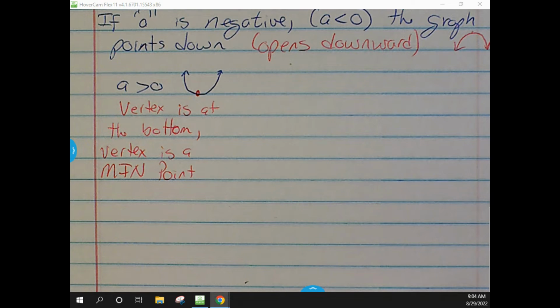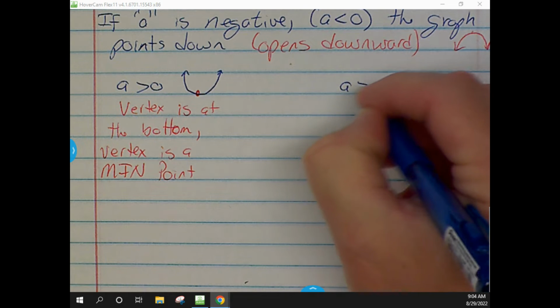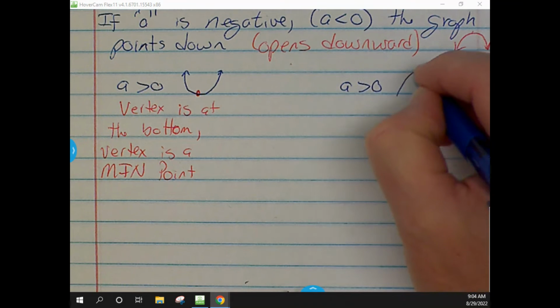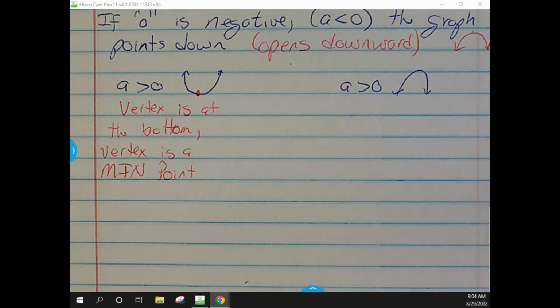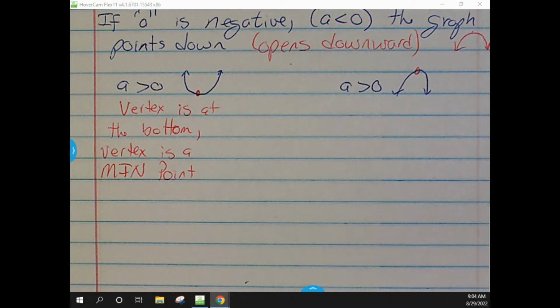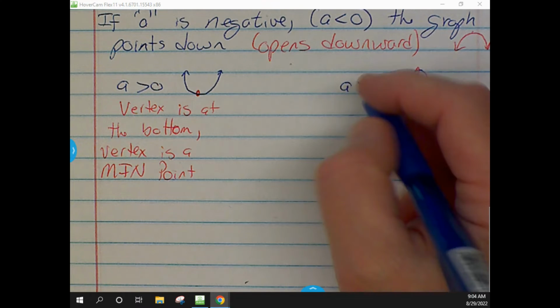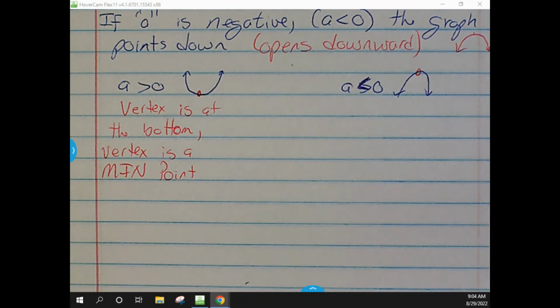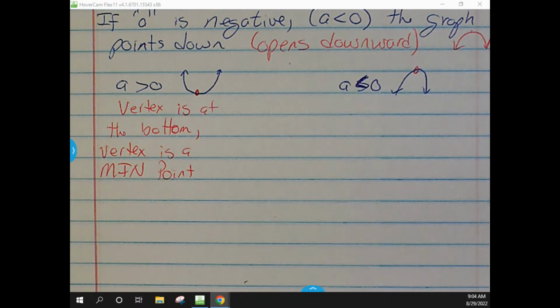So if we flip that around, I had a greater than 0, which means the arrows are pointing down. Vertex is at the top. Oh, whoops, my bad. Thank you. There we go. a less than 0. Thank you.